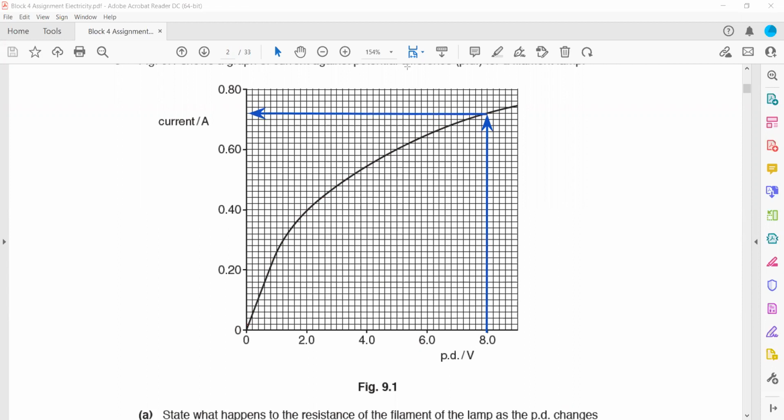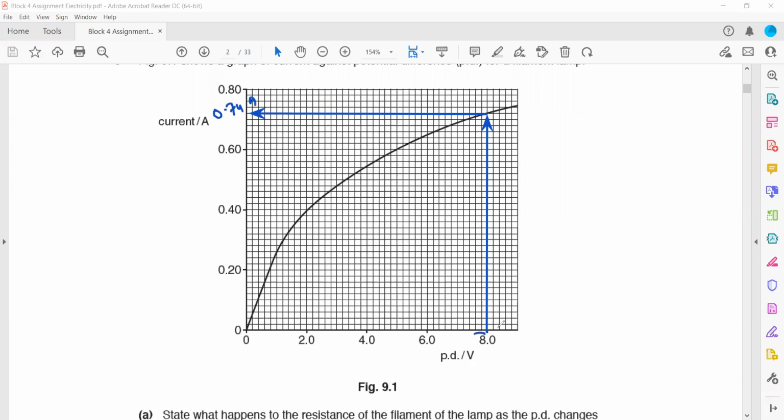we will find the current. From 0, 10 boxes equal 0.2, so each box is 0.02. So this is 0.62, 0.64, 0.66, 0.68, 0.70, 0.72 and 0.74. So this will be 0.74 ampere.